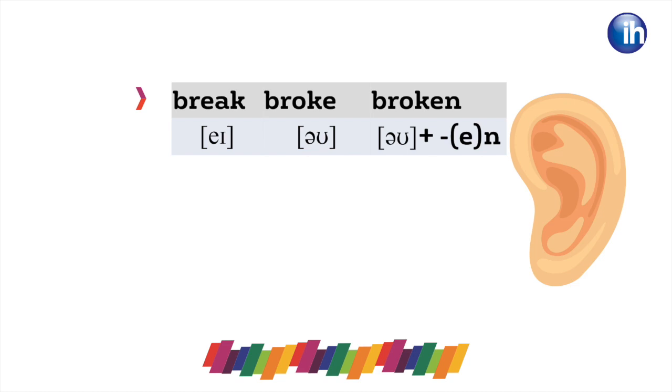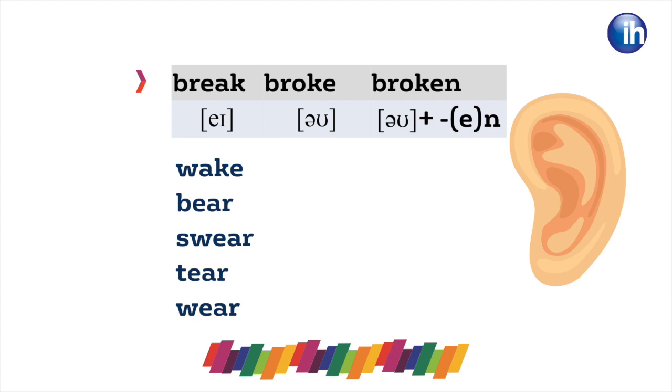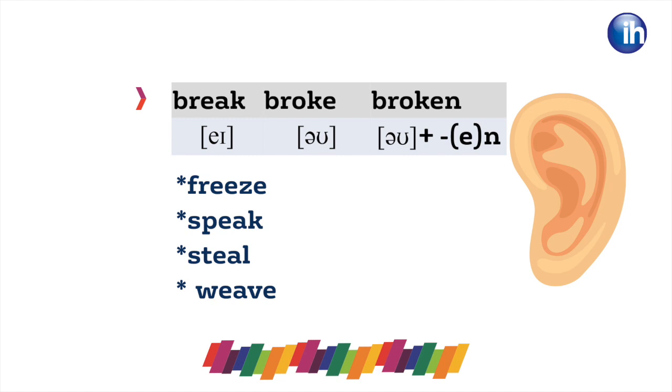Or shall we say in this category break, broke, broken, which is the same as wake, woke, woken, bear, bore, born, swear, swore, sworn, tear, tore, torn, wear, wore, worn. But then there are also some other ones that pattern the same way, even if the initial infinitive vowel is different. And that would be freeze, froze, frozen, speak, spoke, spoken, steal, stole, stolen, and weave, wove, woven. And I deal with those all together. Students don't seem to have a problem with that.